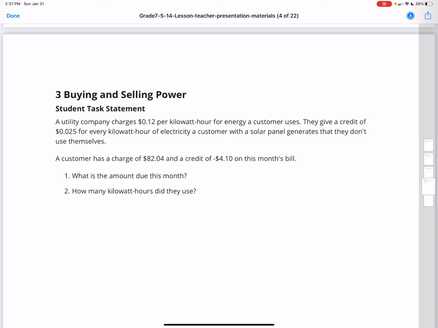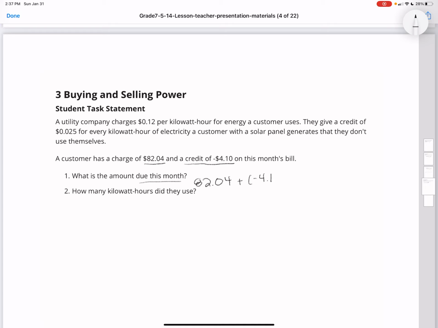Okay, so let's do some quick annotations. They said the customer has a charge of $82.04. Okay, so I'm underlining that. And they said they were given a credit of $4.10. All right, so what you want to do is add these two numbers together to find out what's the amount that's due for the month.